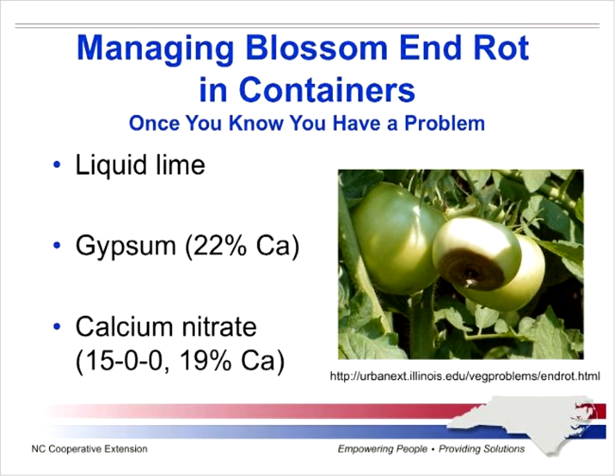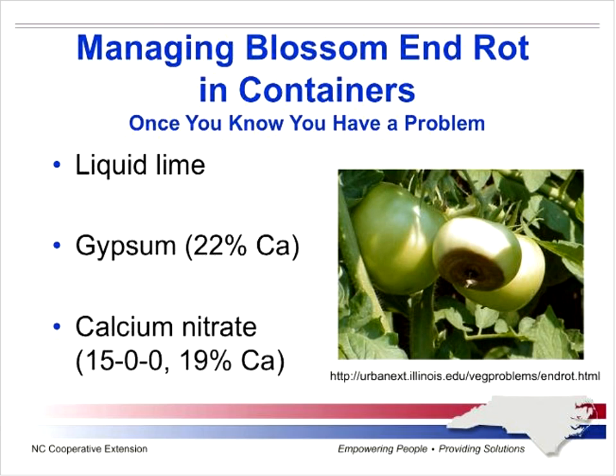And then calcium nitrate, of course, is a fertilizer that could be used, but if a person's going to use this, then they're going to have to find some way other than a complete soluble fertilizer to apply their phosphorus and potassium, because you don't want to, again, put on too much nitrogen and maybe even make the problem worse.